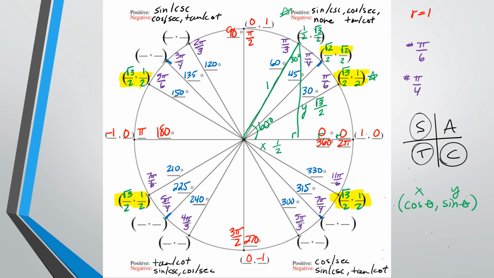So I would have this ordered pair. Oops, I want to choose a different color. This ordered pair, this one, this one. These all have 45-degree reference angles. So this one is going to be square root of 2 over 2 twice. Same with this one. And then same with this one.